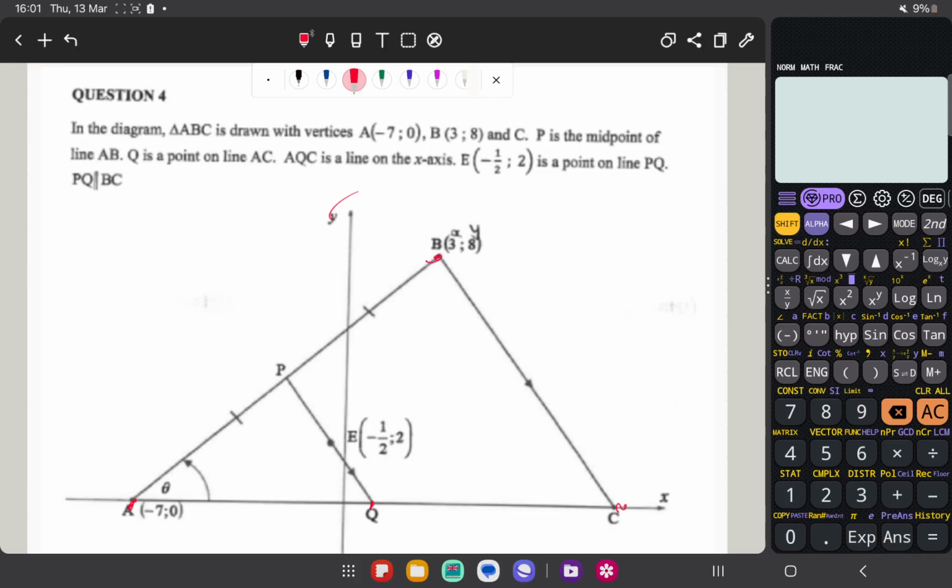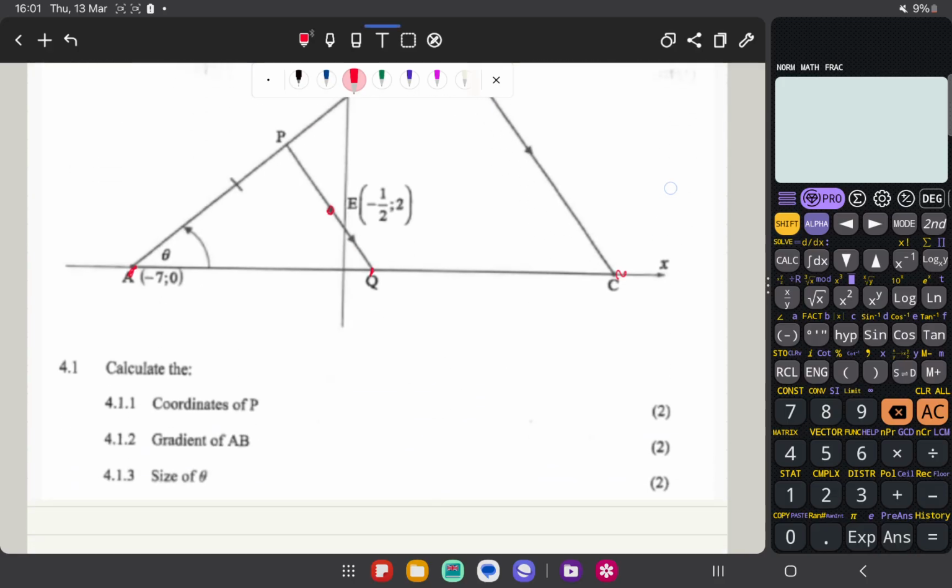And then E, where's E? Here is E. So E is minus half and 2. It's a point on PQ, right? And PQ is parallel to BC. All right, cool. So let's see what questions they have for us.